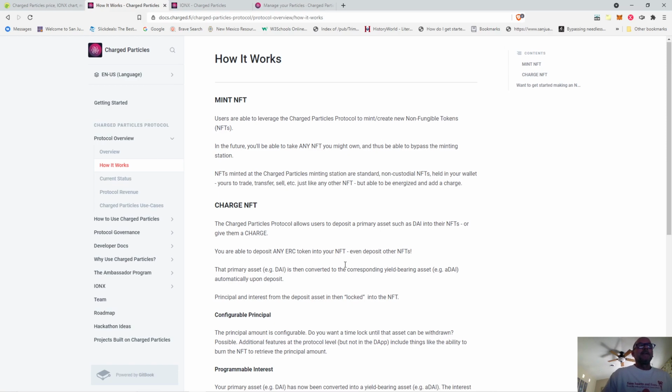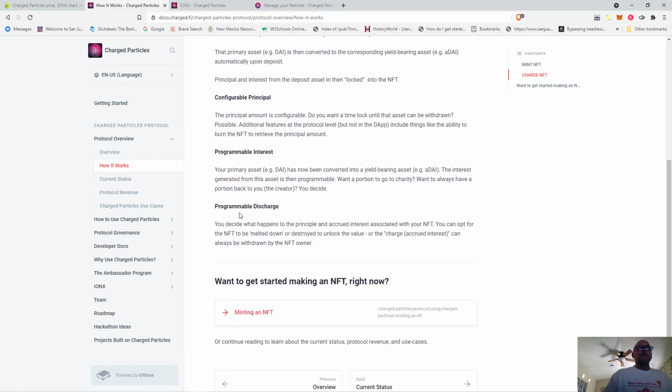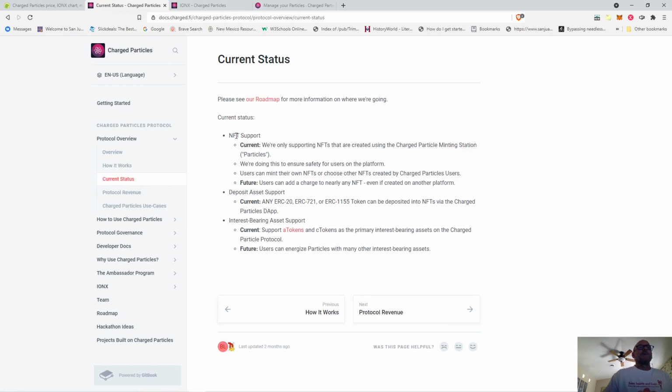So anyway, I'm just reading the highlights here. It's pretty interesting. Programmable NFTs, basically, is what we're looking at. So it's got its current status here. Right now, it's only supporting NFTs that are using the Charged Particles minting station. This is a great thing to read here for the project.